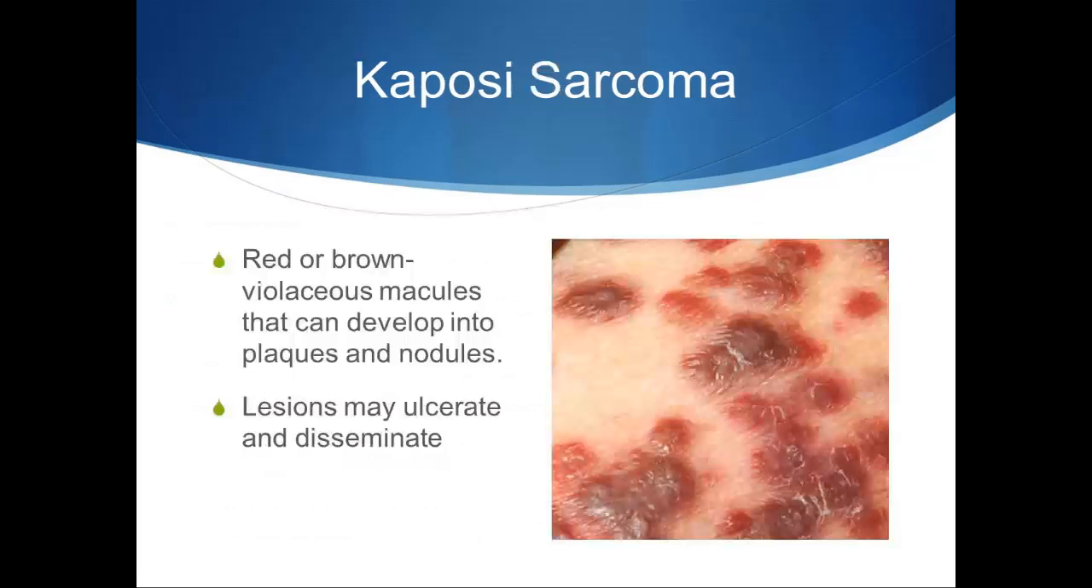This is a picture of a Kaposi sarcoma, how it starts as red or brown violaceous macules that can develop into plaques and nodules that can ulcerate and can disseminate into all your mucosa.